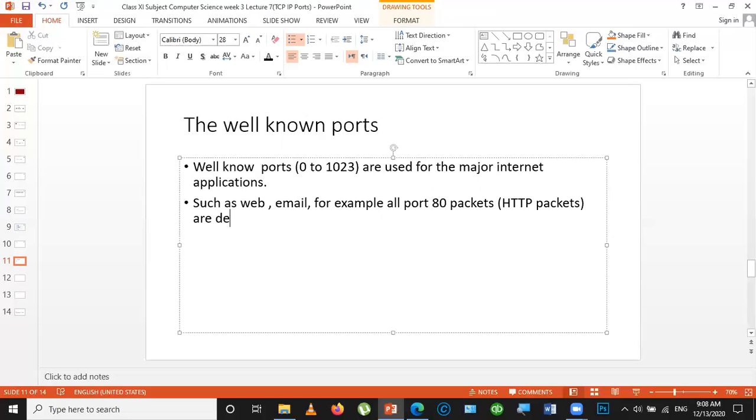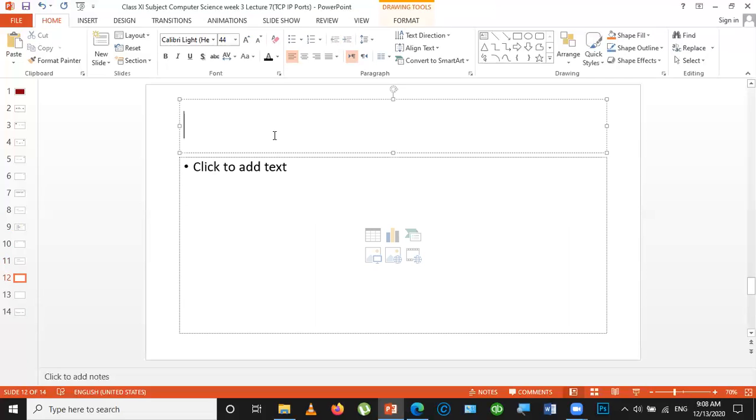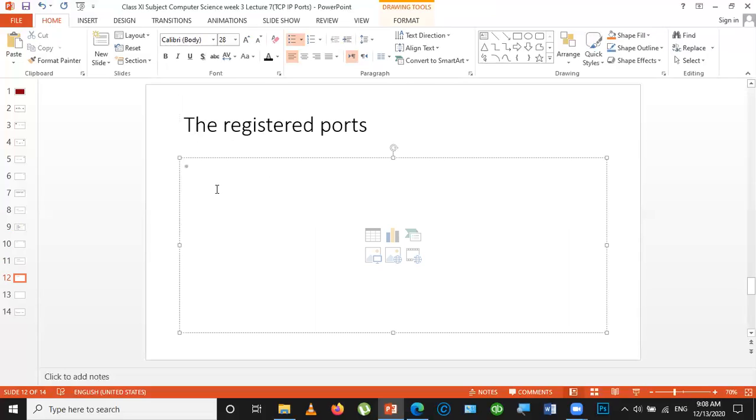and web servers. This is called well-known ports. The other one is called the registered ports. What are the registered ports?